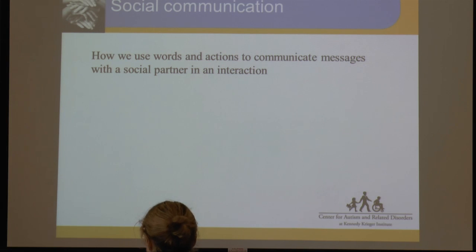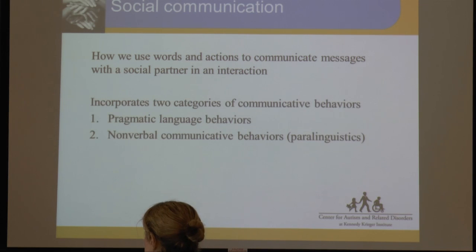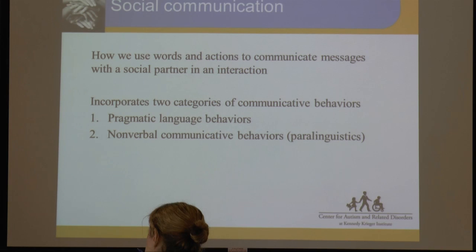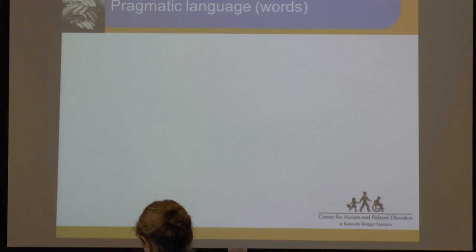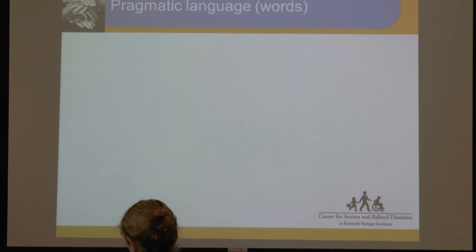And then within social communication, we've got the words and we've got the actions. And what that basically breaks down into is two different categories of communicative behaviors. One of these is pragmatic language, which deals with those words. And the other category is nonverbal communicative behaviors. Speech-language pathologists might sometimes call this paralinguistics, but today we're going to stick with that idea of nonverbal communicative behaviors. And this is basically anything that goes beyond the words. So it is actions, but there are also some other elements to it that go beyond words. So we'll start by talking about pragmatic language, or those words that people use when they're communicating.